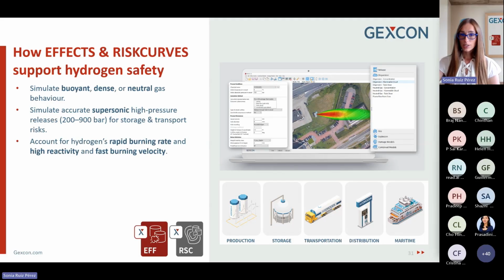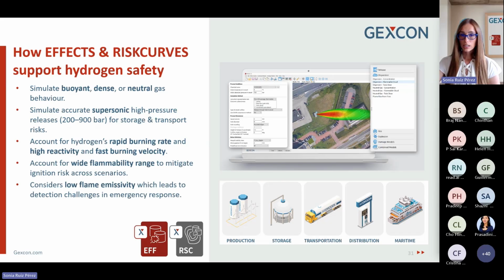Hydrogen's high reactivity and rapid burning rate are also factored into fire and explosion risk assessments, helping us to model potential ignition points and flame spread. With hydrogen's wide flammability range, these tools help us understand the increased likelihood of ignition across scenarios, offering insights for both prevention and mitigation measures.